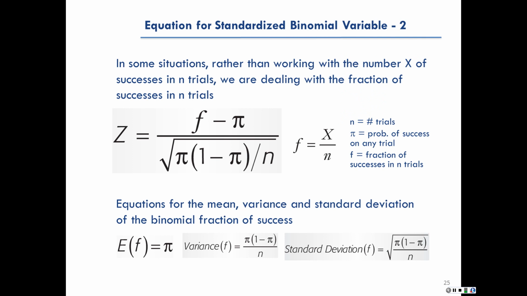In some situations, rather than working with the number x of successes in n trials, we might just have the fraction of successes in n trials. That's denoted by the letter f, and f is simply equal to x divided by n. And so here's the formula for calculating the z-score with the fraction of successes: f minus pi over the square root of pi multiplied by 1 minus pi, divided by n. And then you can see the equations for the mean, variance, and standard deviation of the binomial fraction of success there as well. The main thing is to know how to calculate z. Once you've got z, you're golden because you can look it up in that handy table.